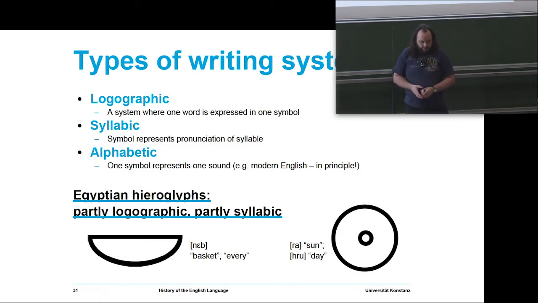But this is the kind of writing systems that we get. These early ones tend to be on the logographic syllabic end of things, and then as we move on to more recent ones, we get quite a lot of alphabetic systems.